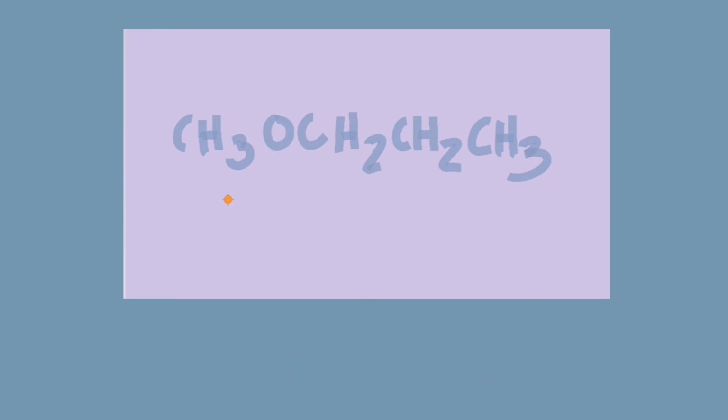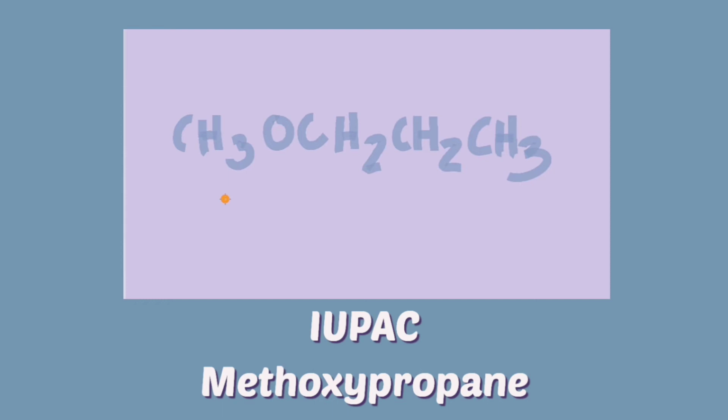Next we have is the condensed form. In naming this, we must first identify our mother chain. Our mother chain is the one which has the most carbon. It is found on the right side.